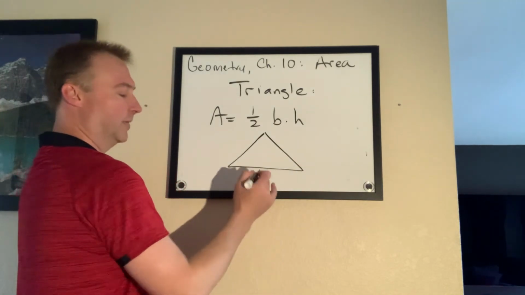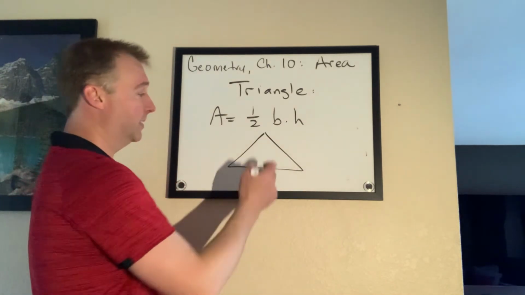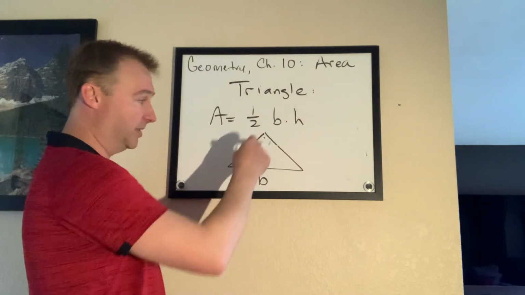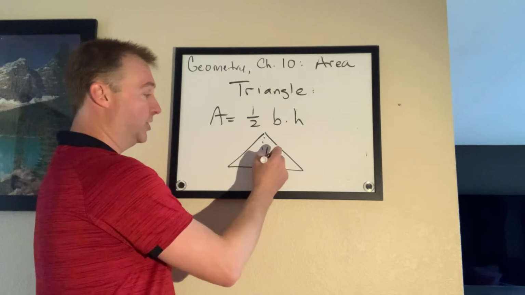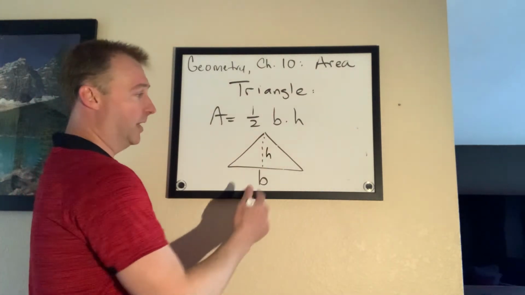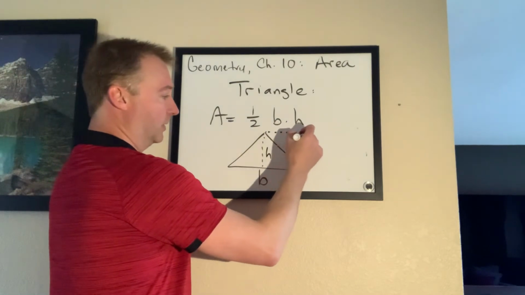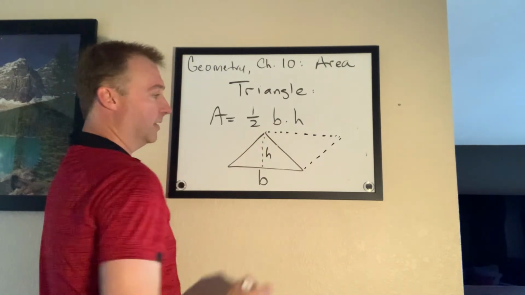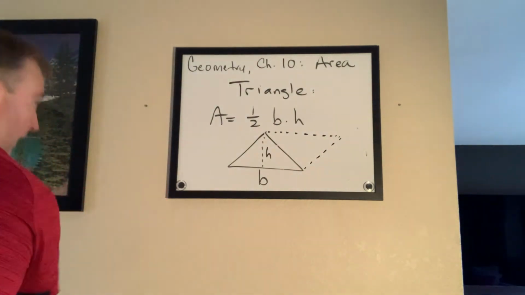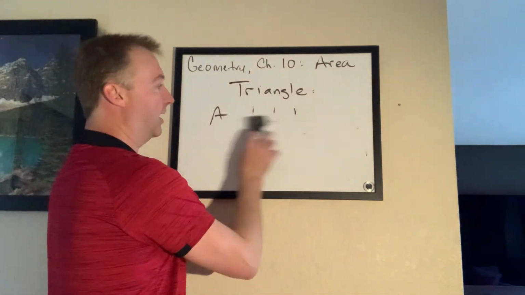Here's a base. Any side can function as a base, but that just means that your height has to be the perpendicular altitude from the opposite vertex to that base. There's your height. I hope you understand why it has to be that formula, because any triangle could be thought of as 1/2 of a parallelogram. So there's that: 1/2 base times height for a triangle.